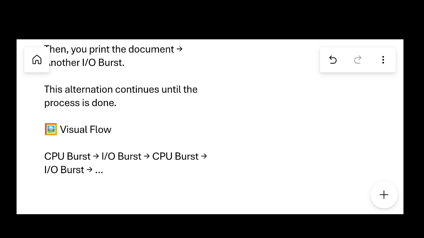On the other hand, IO burst time. After CPU execution, a process often needs input or output. This could be reading a file from a disk, writing results, waiting for keyboard input, or sending data over the network. During this time the CPU is usually idle for that process because it is waiting for IO to complete. So IO burst time equals the time spent by the process in IO operations.